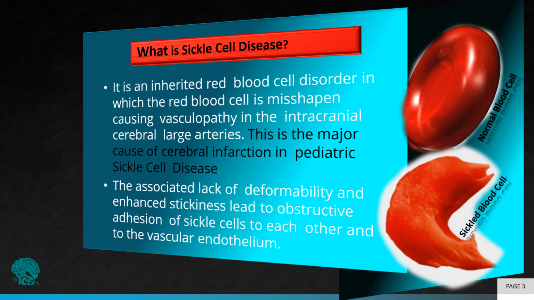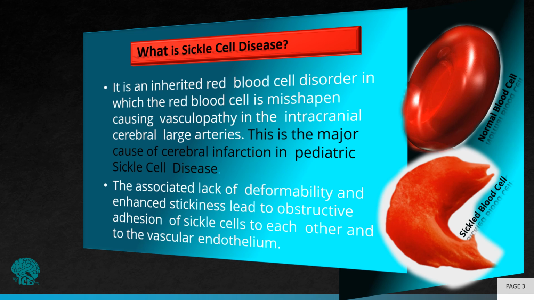The major cause of cerebral infarction in pediatric sickle cell disease is because of this misshapen red blood cell. You can see on the right, on the bottom corner, this is what a sickled red blood cell appears as compared to a normal red blood cell in the top right corner. The risk of stroke is highest in the first decade of life for our pediatric sickle cell patients. They are at a risk of stroke 333 times greater than that of a healthy child without sickle cell disease or heart disease.